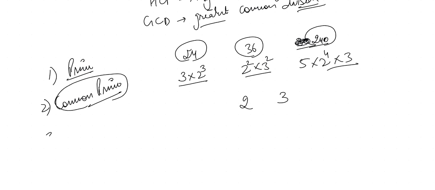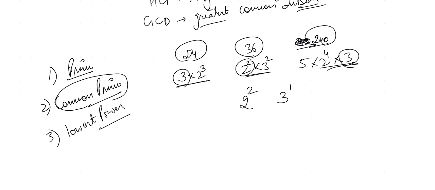Third, take their lowest power. Okay, take lowest powers of each prime factor. Lowest for 2 in all these 3 numbers is what? 2 square. Lowest for 3 is 3 raised to power 1. This is your HCF.